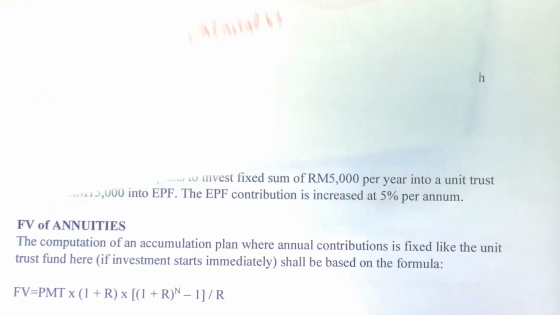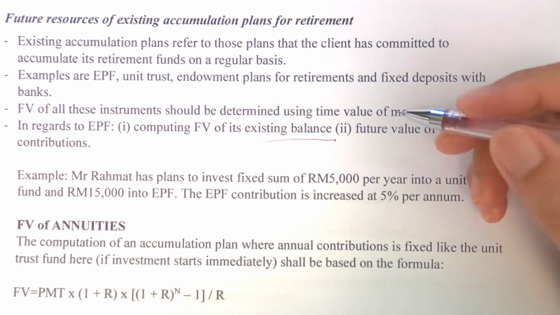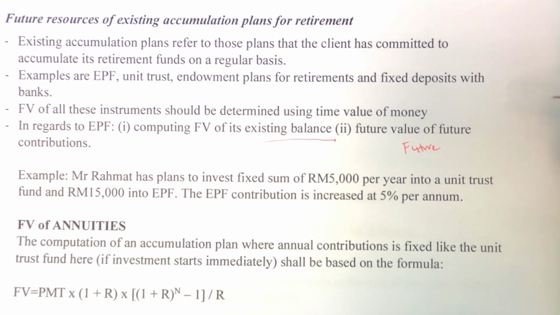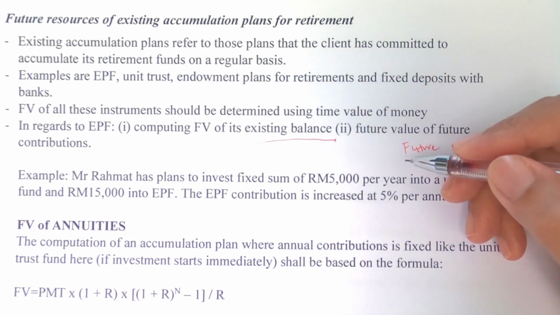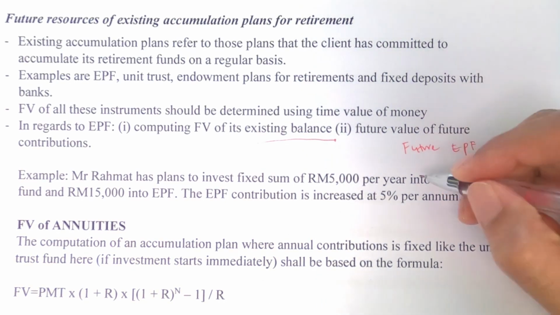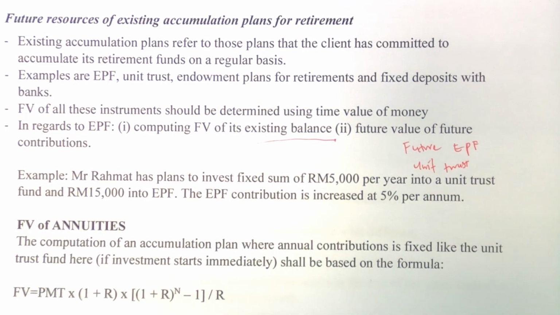326,598. Okay, so now because we are going to calculate the future resources of the existing accumulation plan, we are going to look at the future EPF, because we are going to contribute more later on in the future. As well as if, for example, your clients have another investment or saving, let's say a unit trust, which they will do in the future. So this is something we have to take into account.